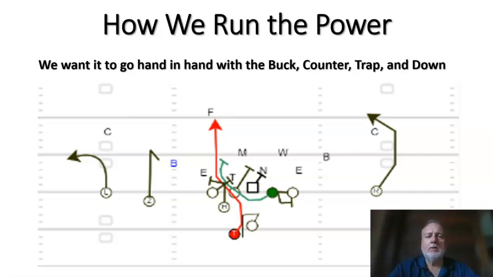That's the way we run the power. We run it as gap, down, backer all the way across the front, just like when we run the buck. That way, when we come back and run the counter, and even the down on the play side, it's gap, down, backer, gap, down, backer, gap, down, backer. Because if we're going to be a gap scheme, and another shameless plug, my Gap Gun offense, which is soon, if not already, available on allaccesscoaching.com, we want it to go hand in hand.